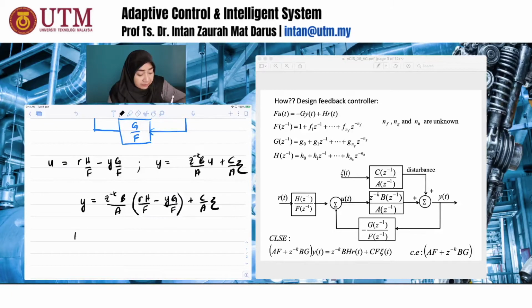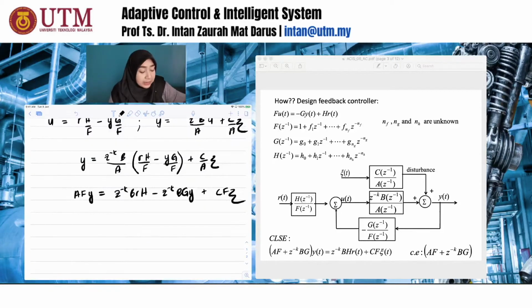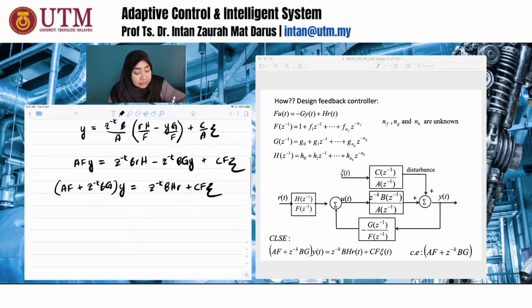So I'm going to have AFY is equal to... if we multiply everything with AF, that's what we're going to get. And then I'll collect all the terms with Y together. So I'm going to have AF plus Z minus KBG times Y equals Z minus KBH with R plus CF with zeta.